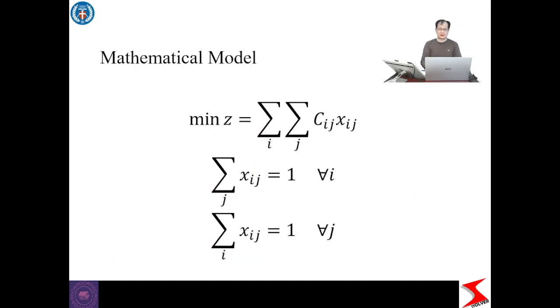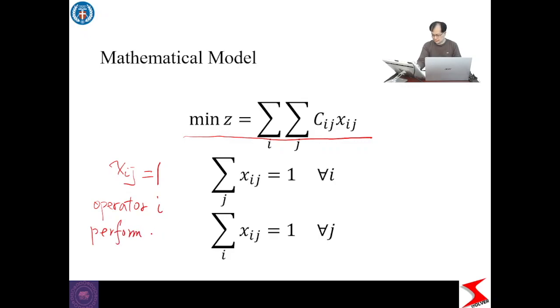This one is the mathematical model for assignment. The first one here, minimize z, is summation Cij Xij, which means we want to minimize the total cost. And Xij here means that if the value is 1, the operator i performs job j. Otherwise, the value is 0. So through the binary variable, we can set up the objective and the two constraints.